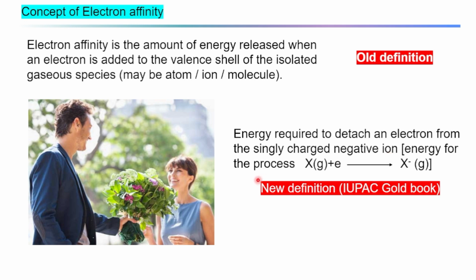Is it clear? So you are trying to put an extra electron in the atom. Now, depending upon the atom's electronic configuration, it might take the electron, and if it easily takes it, it will release the energy. And if it doesn't want to take the electron, then you have to provide extra energy.